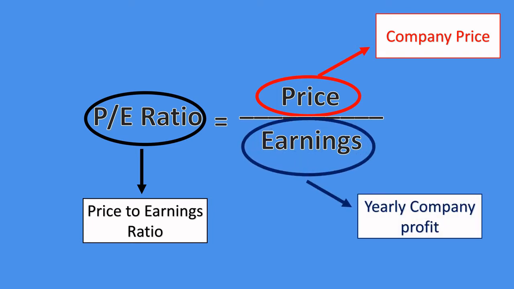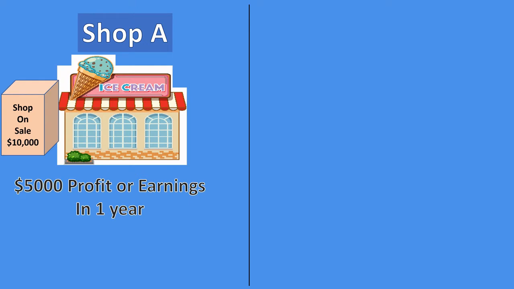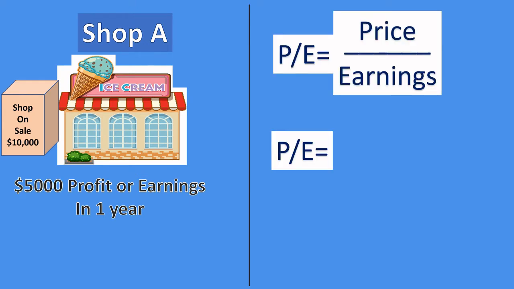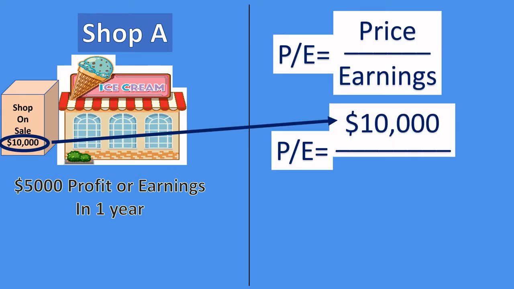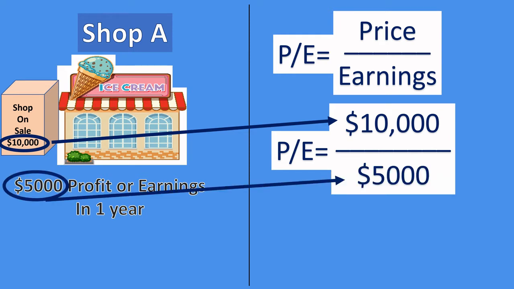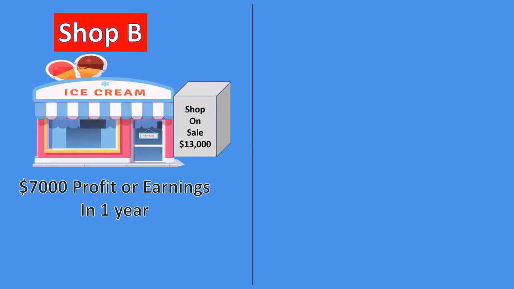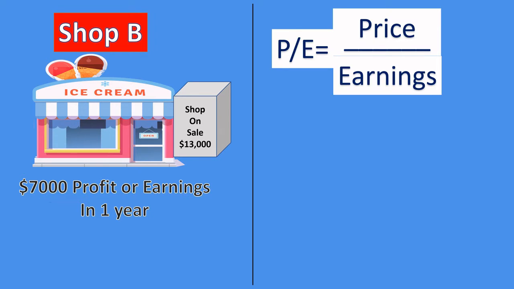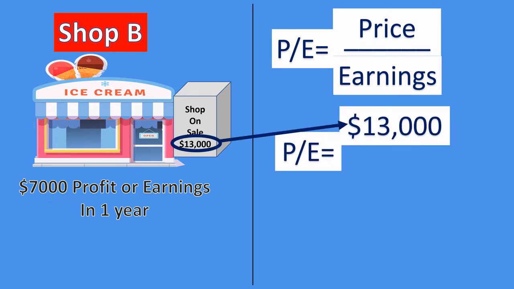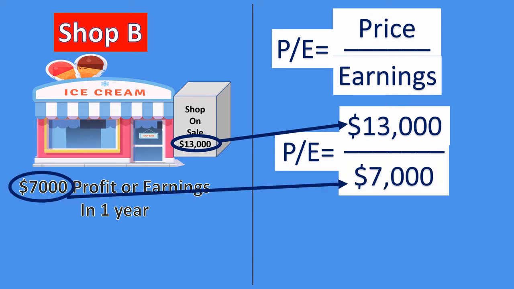So let's look at shop A first. PE ratio will be the shop price, which is $10,000, divided by the yearly profit, which is $5,000. So for shop A, the PE ratio works out to be 2. Let's now look at shop B. PE ratio will be the shop price, which is $13,000, divided by the yearly profit, which is $7,000. So for shop B, the PE ratio works out to be 1.86.